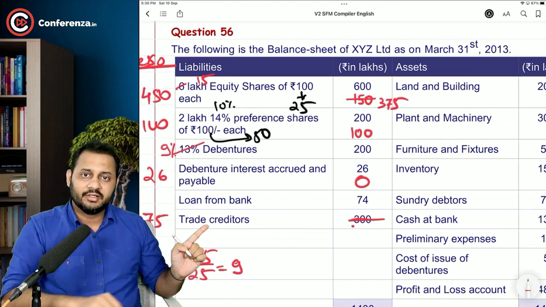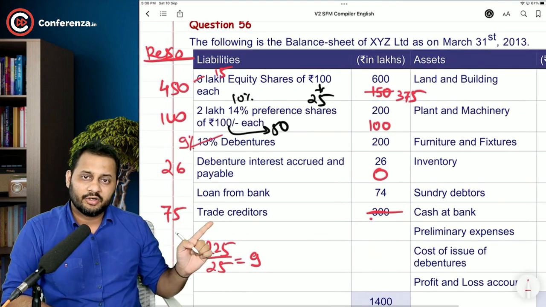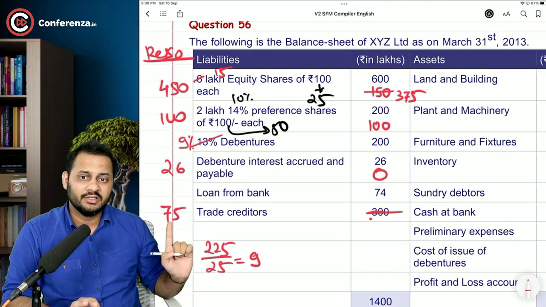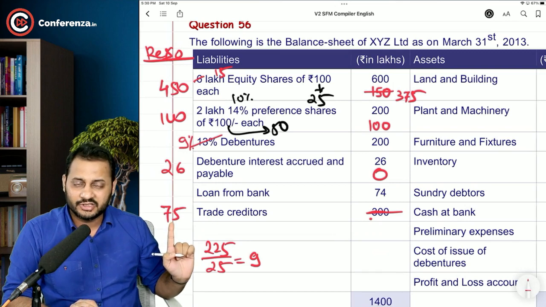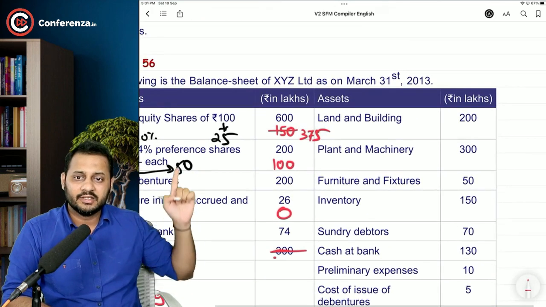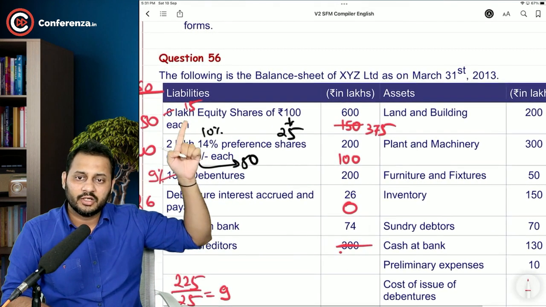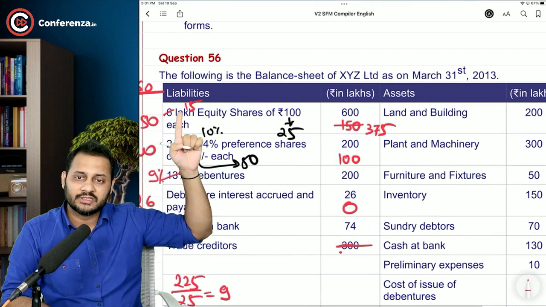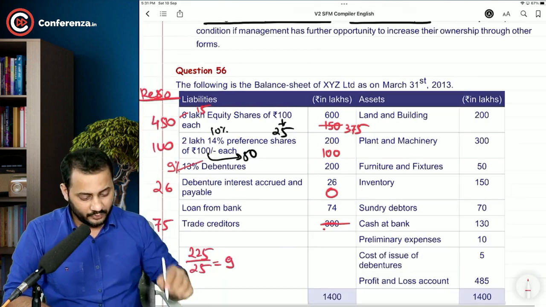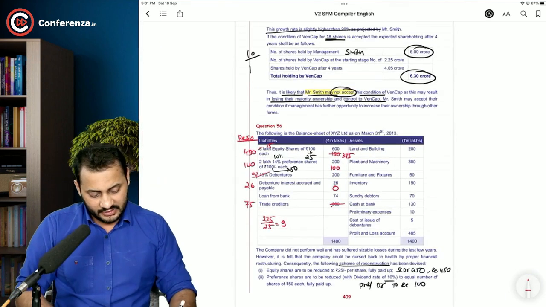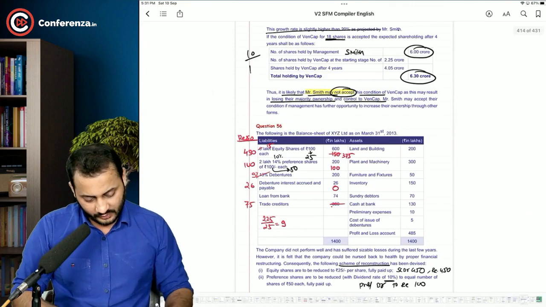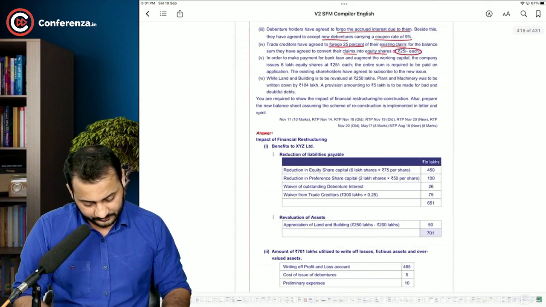This trade creditors of 300 got distributed into two parts. One transferred to the reconstruction account 75, and the other one transferred to the equity shares, and the equity shares has increased from 150 to 375. The total number of shares has also increased from 6 lakhs to 15 lakh. Okay, sir. So I think we are done with the liability side totally. Now let's come to the asset side.